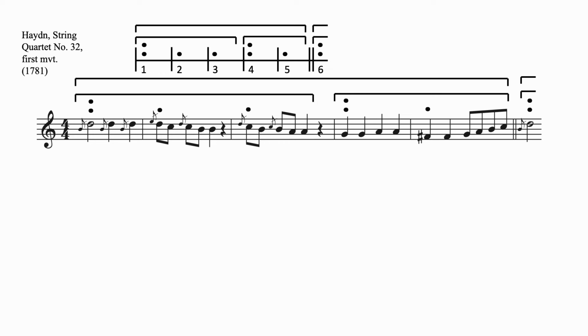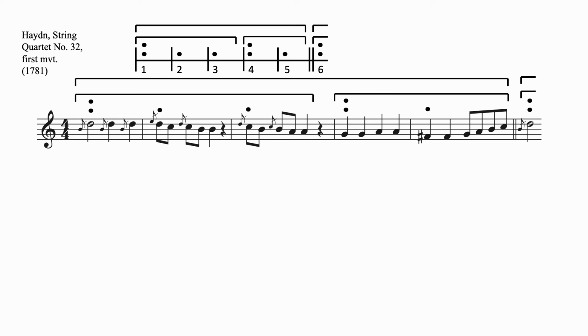Any phrase that is an odd number of measures cannot be evenly divided in half, so the grouping will inevitably be irregular. Consider this theme from a Haydn string quartet. The phrase is immediately repeated.